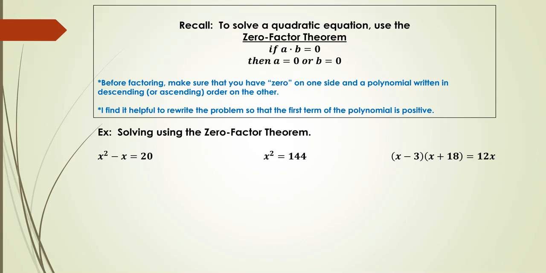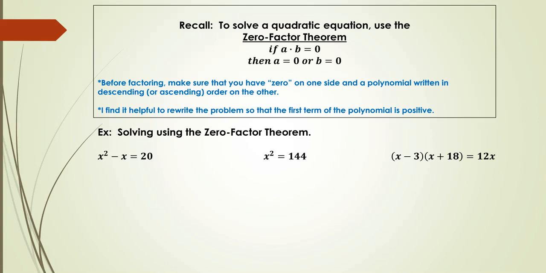So in our first example here, solving using the zero factor theorem, we have a quadratic equation, x squared minus x equals 20, and we'd like to use the zero factor theorem. But the first thing we need, remember, in the zero factor theorem is to make sure that one side is equal to 0. So notice that I have x squared and minus x on one side and 20 on the other.